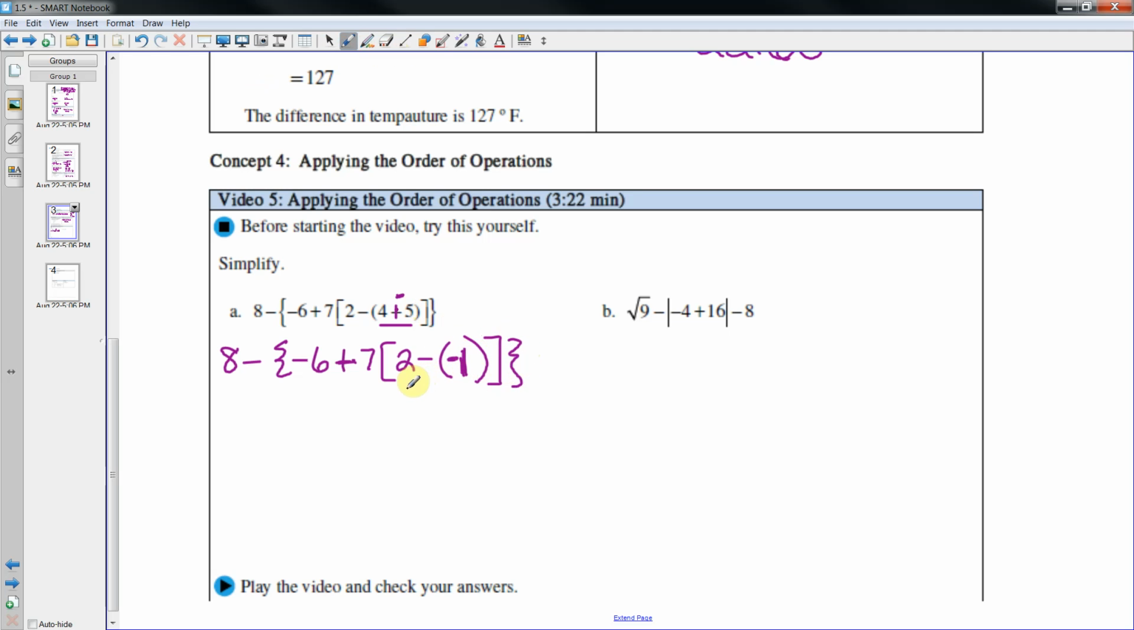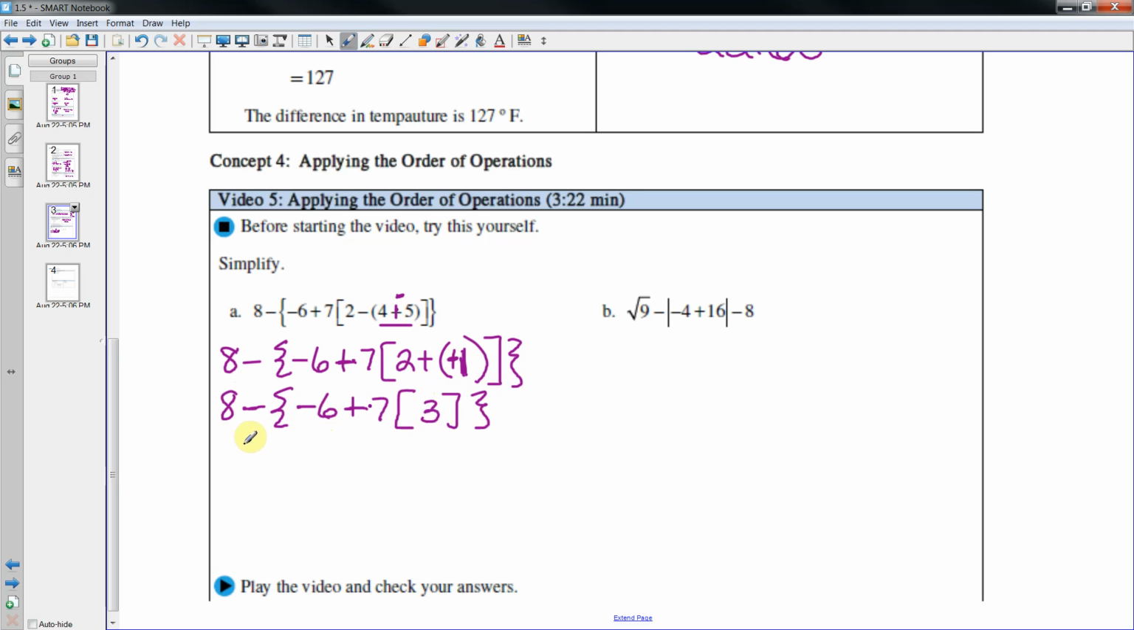Alright, now I'm going to work inside that bracket. I've got 2 minus a minus 1, so that's going to be plus 1. So I'm going to have 8 minus brace, negative 6 plus 7. 2 plus 1 is going to give me 3.